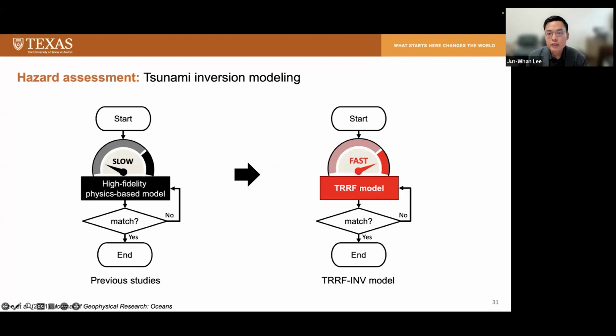One of the limitations in tsunami inversion modeling is that although there are several high-quality tsunami run-up observation data, thanks to the tsunami survey teams, those kinds of tsunami run-up observation data were not widely used because of the computational burden of high-fidelity physics-based models to simulate the tsunami inundation process. So to overcome this limitation, we applied the tsunami machine learning model in the tsunami inversion modeling framework and called this model a TRF-IMV model, the tsunami response function inversion model.